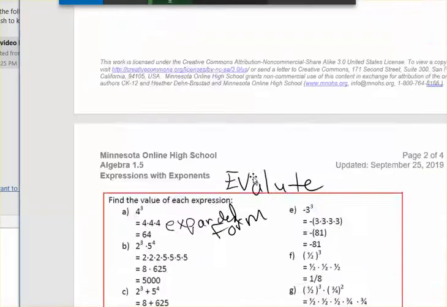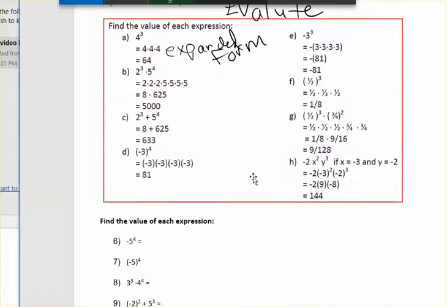All right, going back to my questions here. I showed you on a calculator how you would do that part. Now look at B. B has two different bases, 2 to the 3rd and 5 to the 4th. You would figure them each out separately. 2 to the 3rd power is 8, 5 to the 4th power is 625.